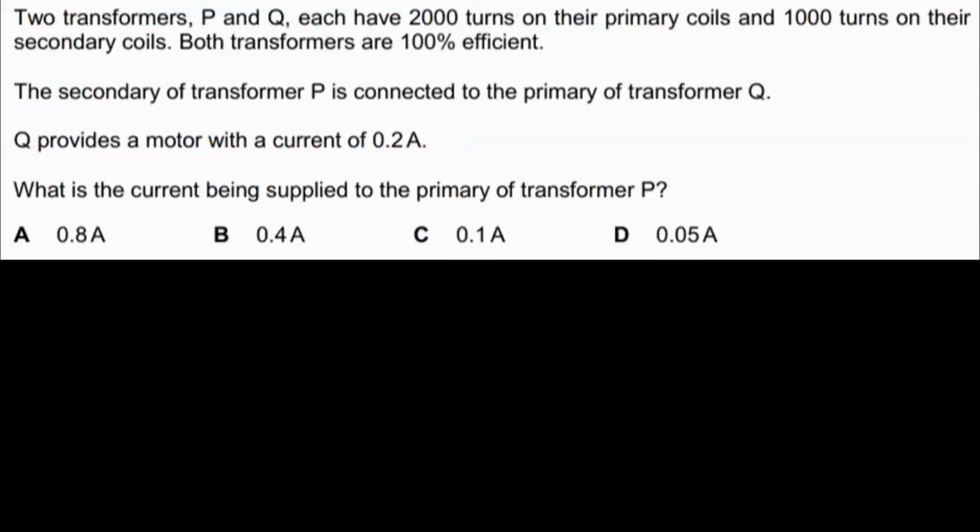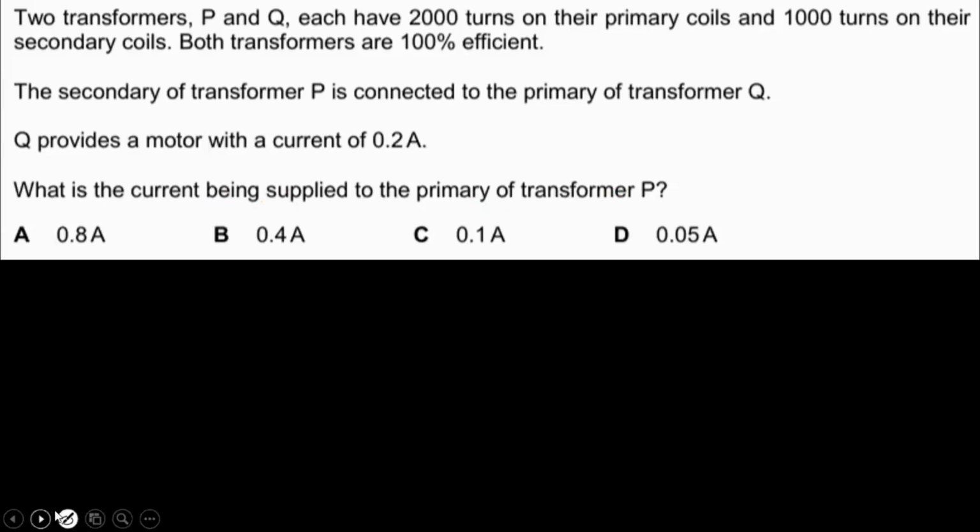Now, next question is a question from the magnetism chapter, but most of the concept is electricity, so I have included this question as well. Two transformers P and Q each have 2000 turns on their primary coils and 1000 turns on their secondary coils. Both transformers are 100% efficient, so there is no loss. The secondary of transformer P is connected to the primary of transformer Q. Q provides a motor with a current of 0.2 ampere. What is the current being supplied to the primary of transformer P?